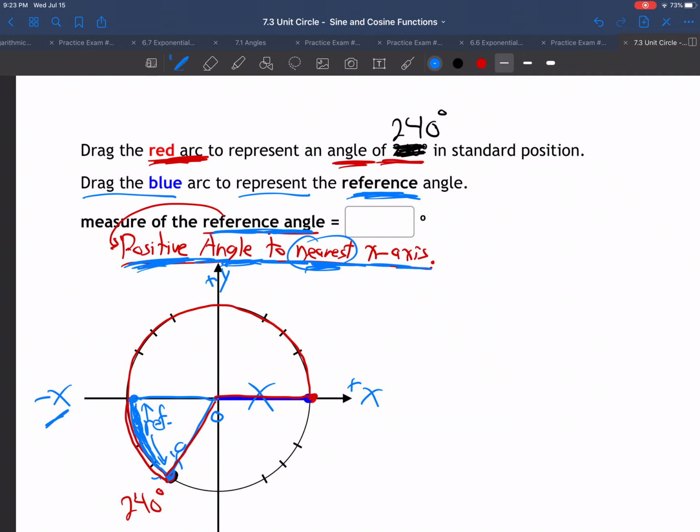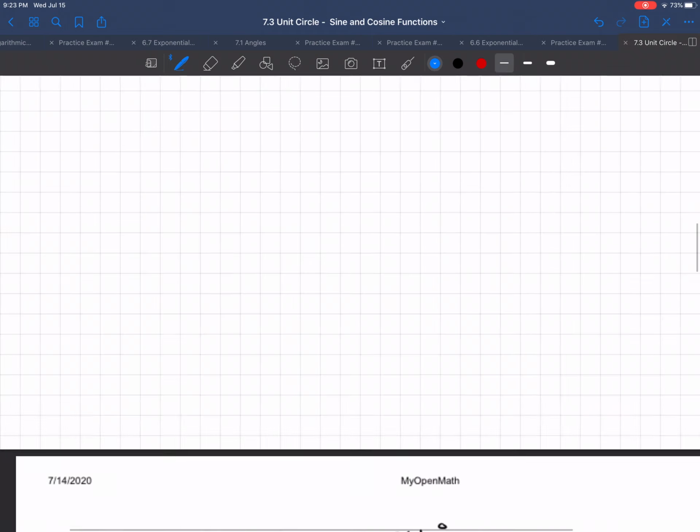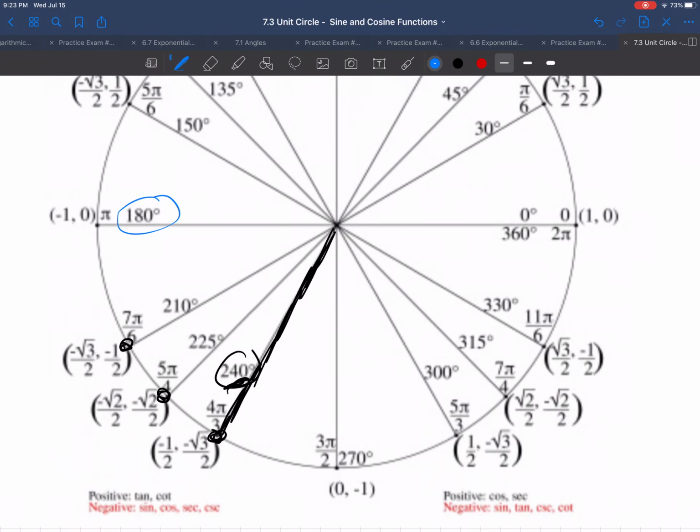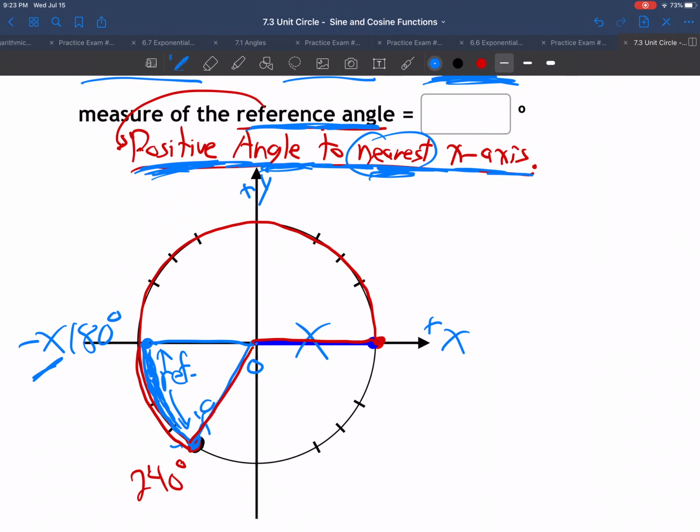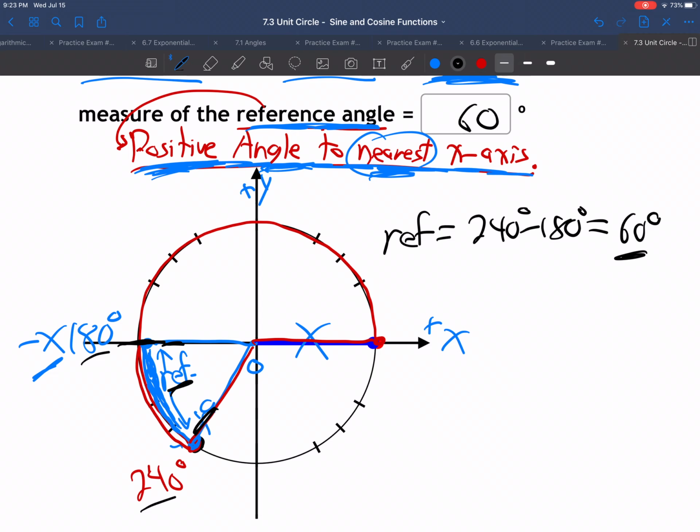And how far is that, by the way? This is 180 degrees, if you look back on the unit circle, right? Halfway is 180, and we're at 240 right there. We're basically saying how far from there to there. That's my reference angle. So how far is that? From 180 to 240? The reference angle is 240 minus 180 degrees. In other words, it's 60 degrees. That's what you'll put in the box there. 60 degrees is the reference angle. That's how far to the nearest x-axis.